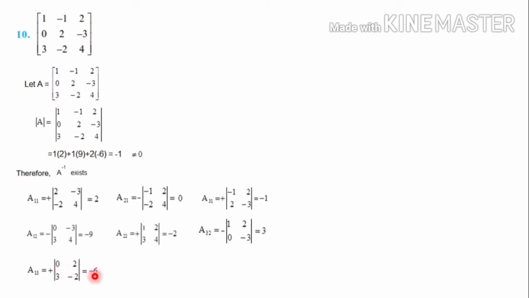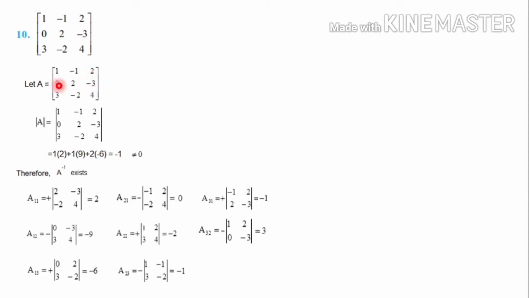That is written here. After calculation we will get the answer as minus 6. Next is A23. Here the sign is minus because 2 plus 3 is 5. 5 is an odd number, so the sign is minus. So second row third element, if you take, that is minus 3.